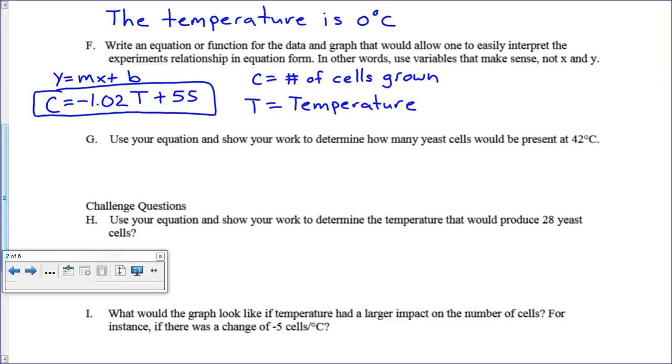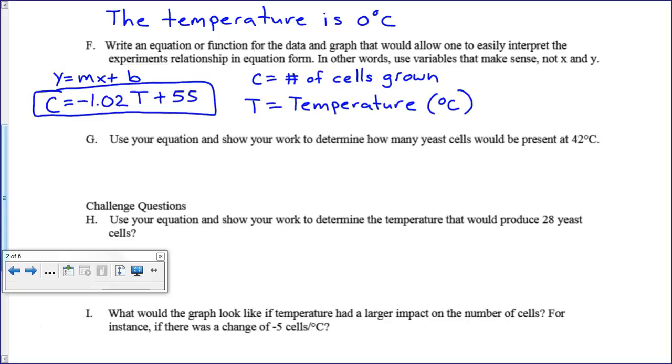Now, it's clear here that number of cells grown is going to be given in number of cells. But the temperature is a little bit more ambiguous because there are different scales of temperature. So I need to say that we're talking about degrees Celsius here. So anybody who's looking at this equation would know to plug in the temperature in degrees Celsius.